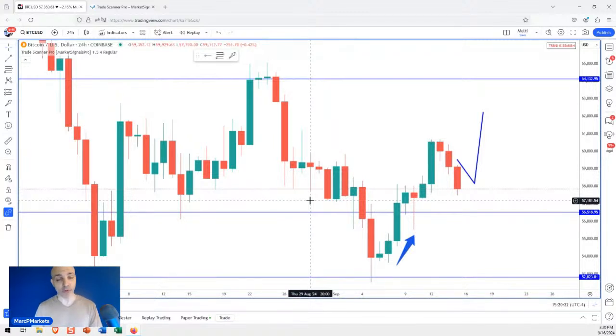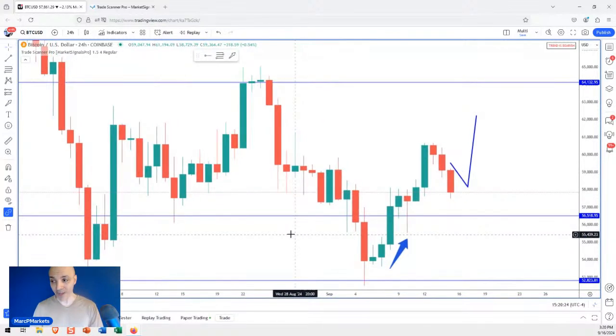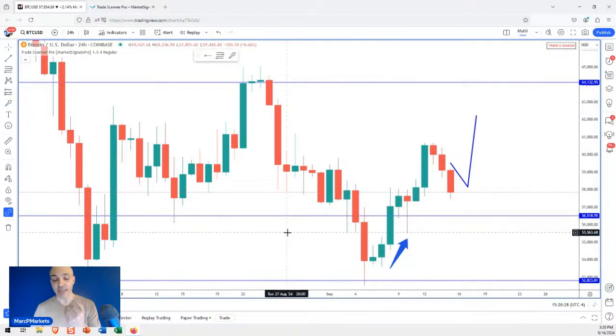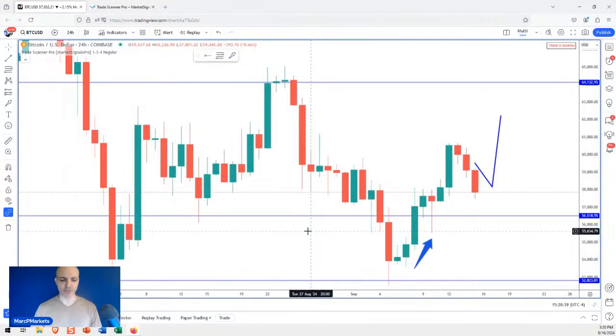How much higher? There's no way to know. But the whole point is something like this is a continuation pattern. So again, the title of today's stream is Continuation Patterns versus Reversals. Now, who can tell me? I'm going to ask you guys a question. What type of candlestick pattern is typically a continuation pattern?